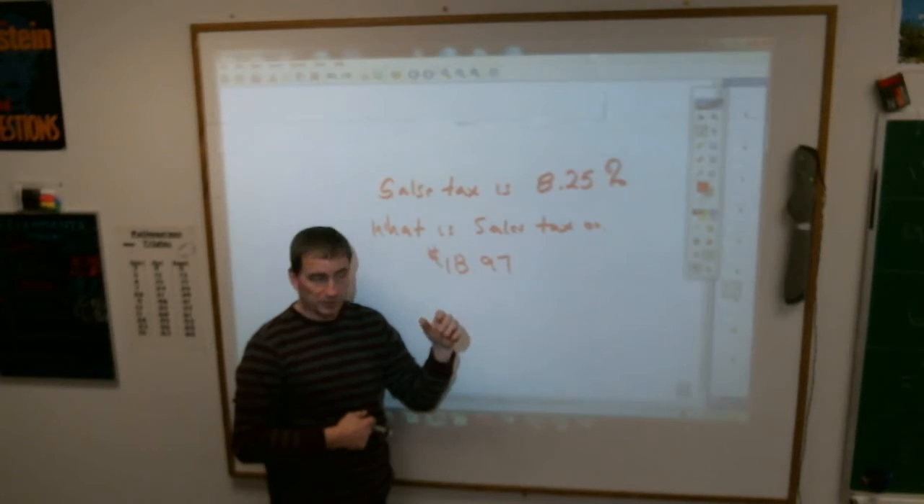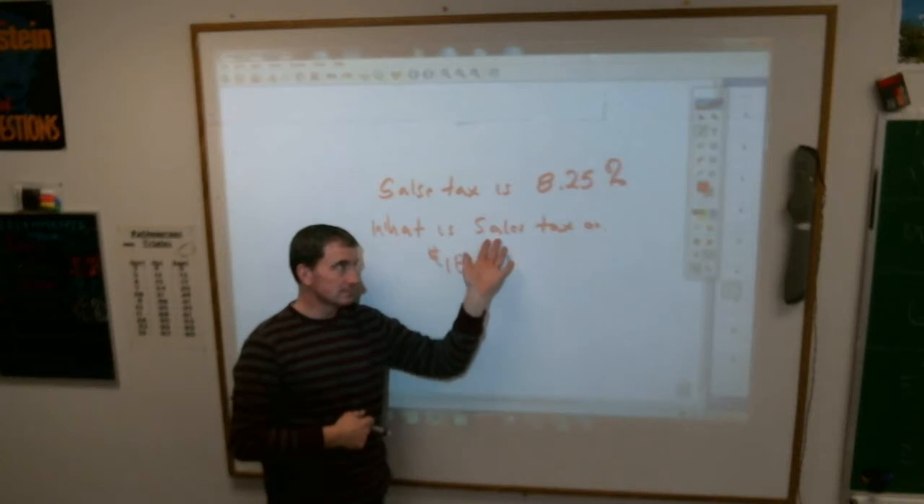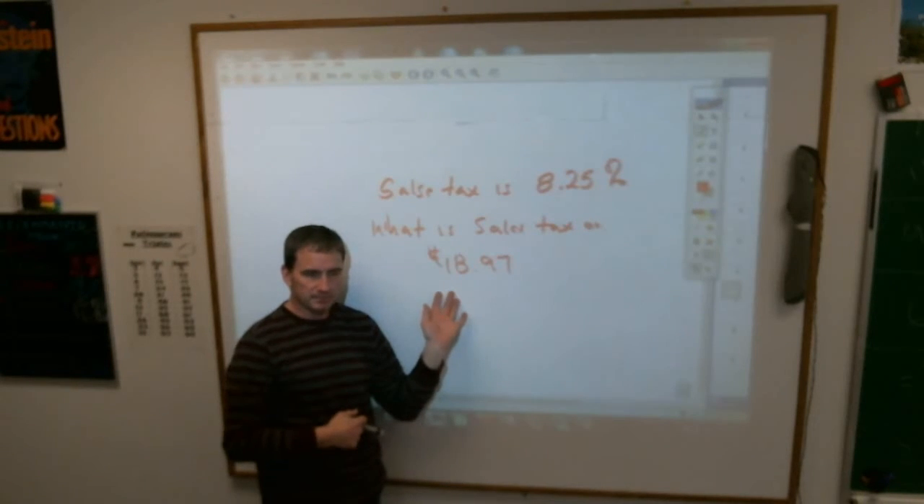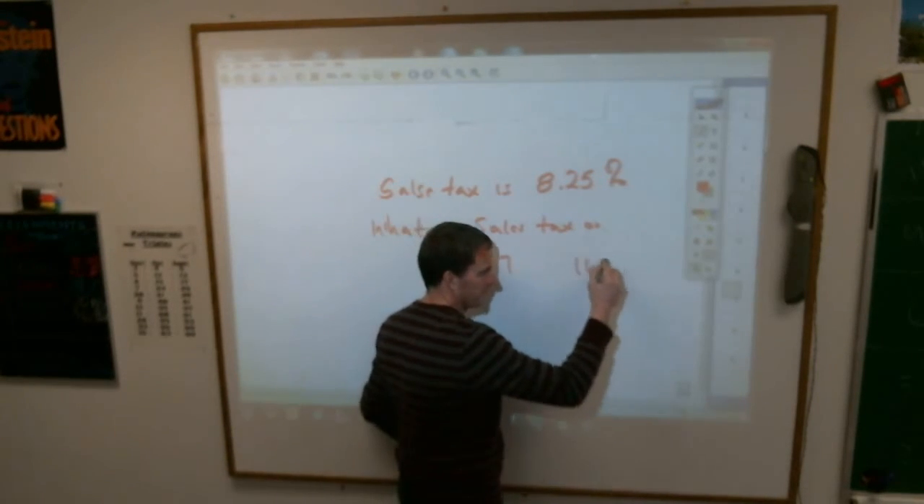Now let me give you another clue here. 18 is close to 20. You probably can multiply 8 by 20, right? What's 8 times 20? Well, 8 times 20 is 160.